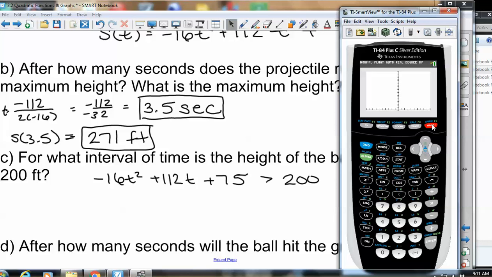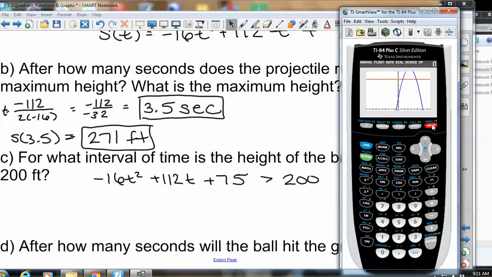Then hit the graph button. So let's see. Sometimes it's kind of a guess and check. You might have to change things more than once. So I get my parabola. I don't see the highest point, but I don't necessarily have to. And then I see where it equals the 200.